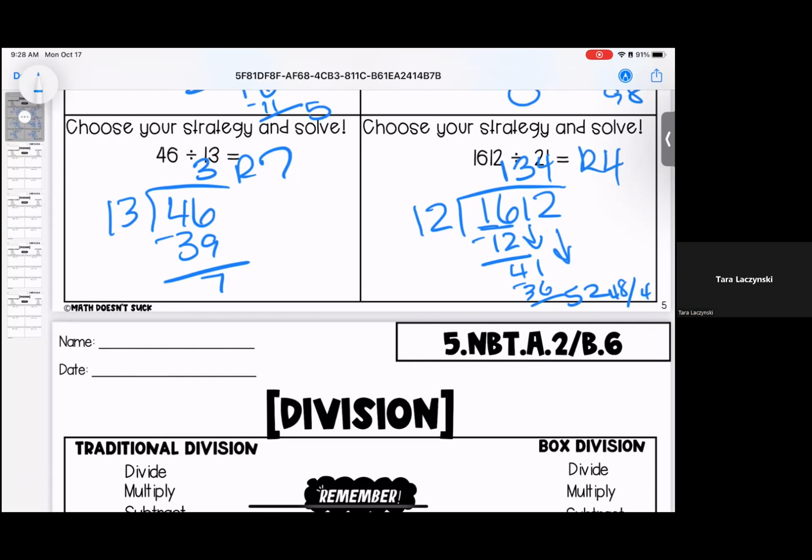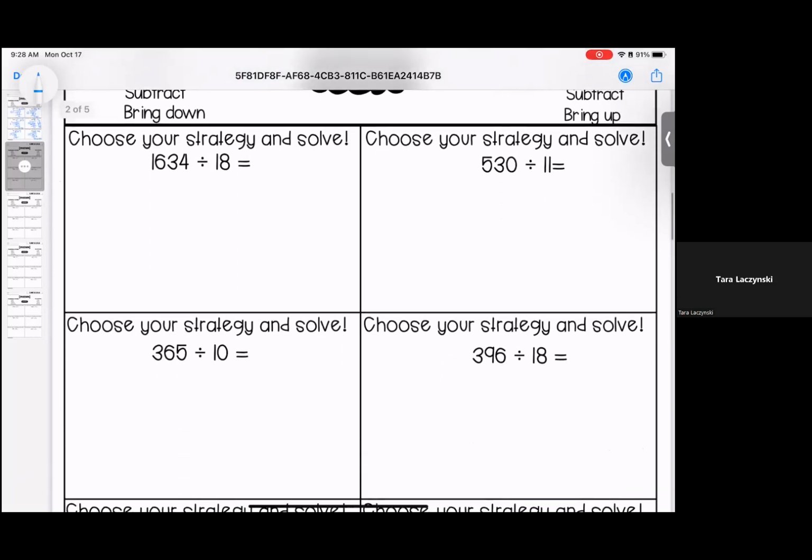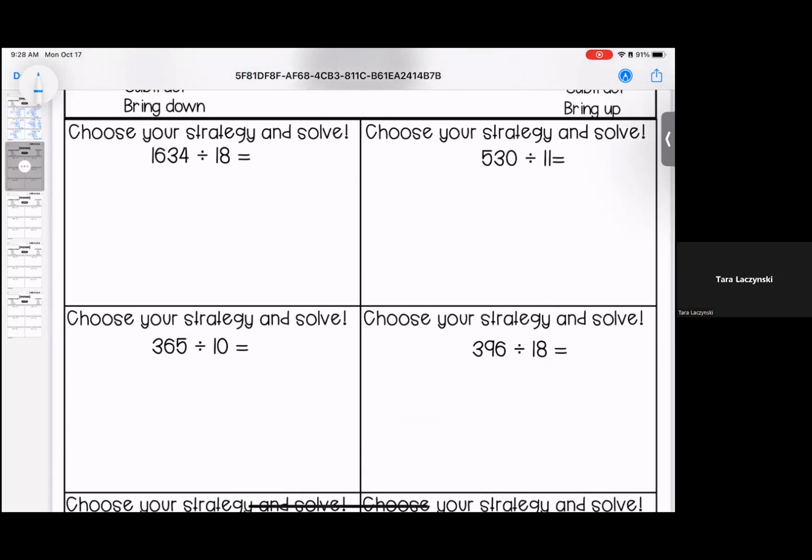That's the end of the first page. So if this is as far as you've gotten, please go ahead and stop the video. Otherwise, we're going to keep moving and grooving on to our next one.